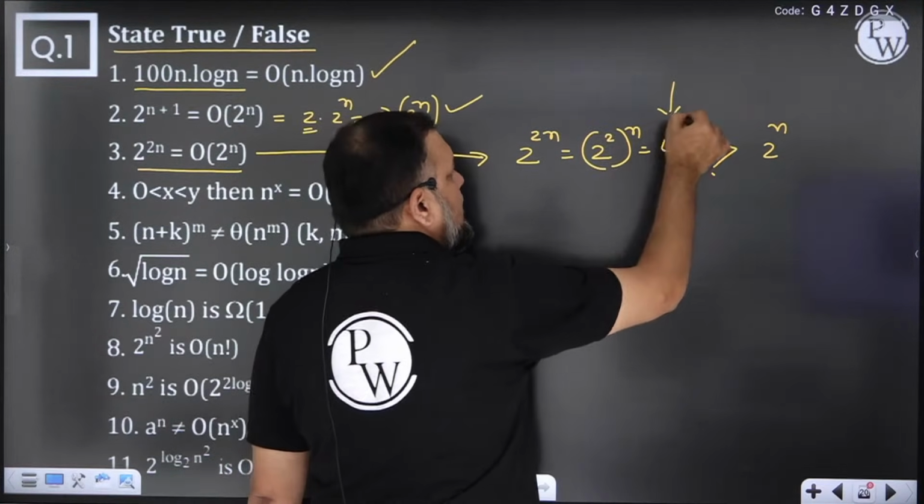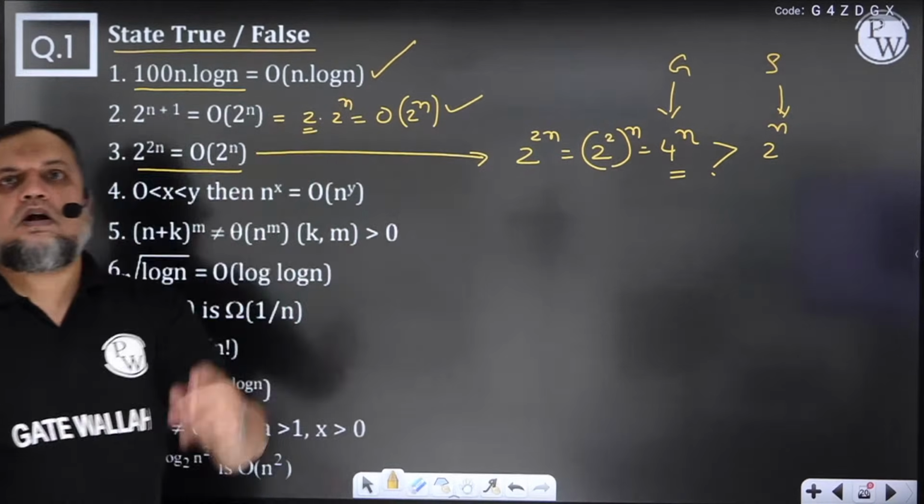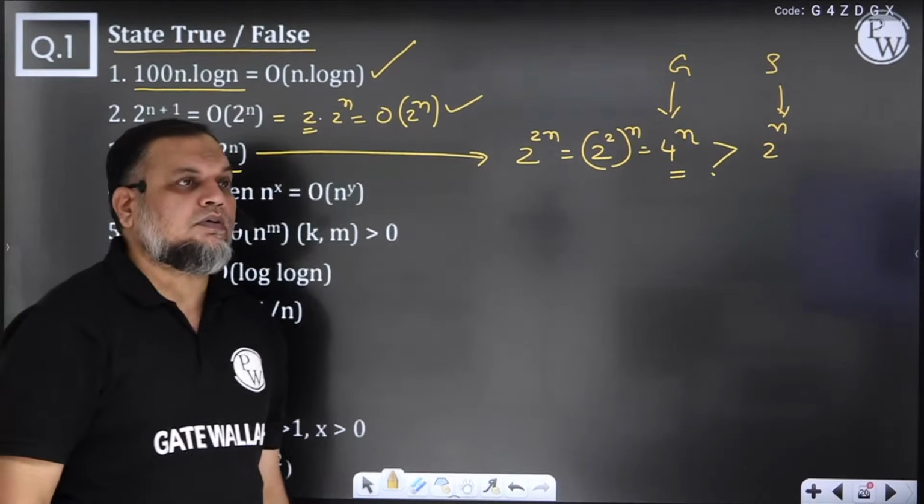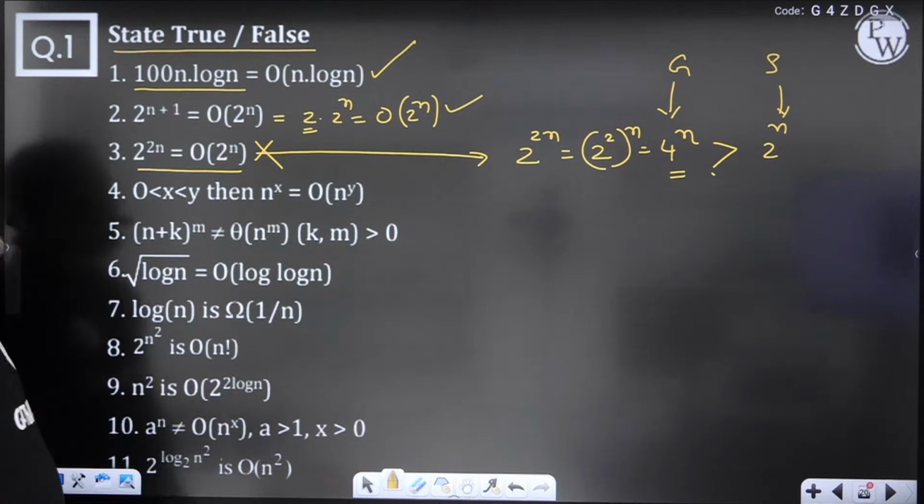This is a greater function, this is a smaller function. Greater function cannot be in the order of smaller function. Smaller function is in the order of greater. So therefore this is wrong. This is false. ठीक है?